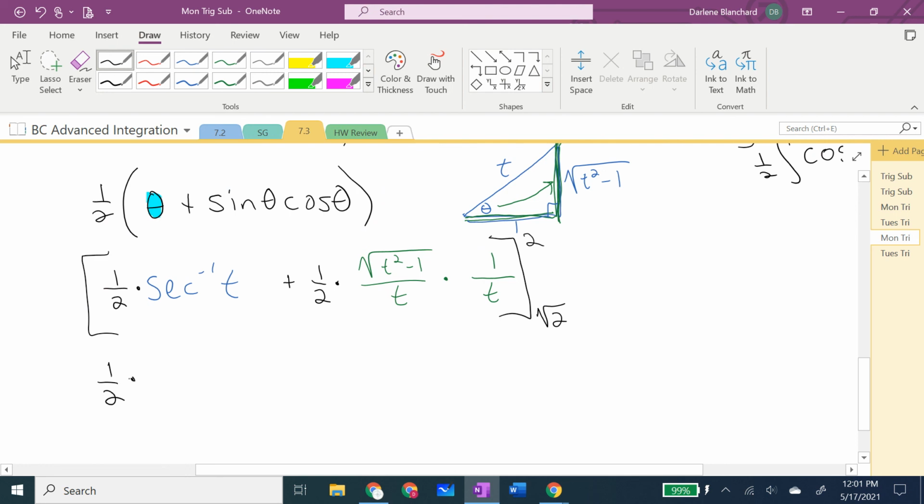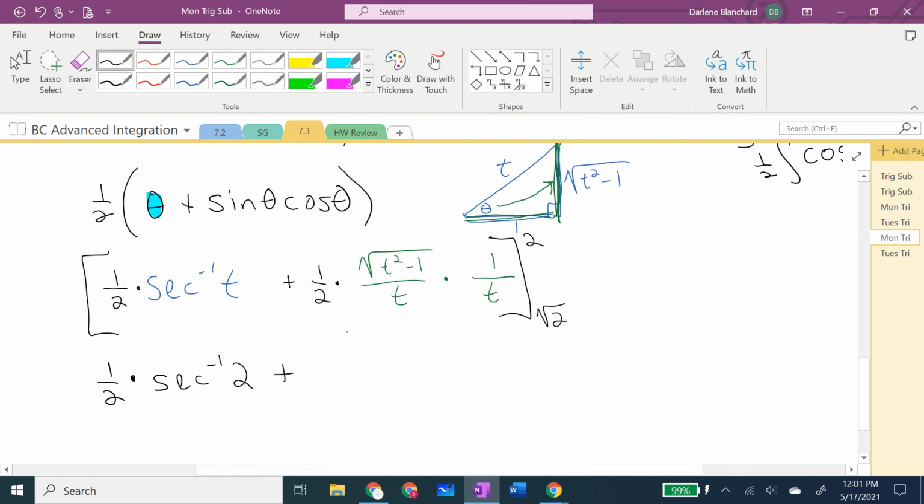Plugging in 2, I need to be able to figure out what is the inverse secant of 2 without a calculator. And understand, if you're going on to calculus 3 after this, you need to be ready to deal with your trig in full, as I've been taking you through it. And as I'm taking you through it right now, you need to be comfortable with it.